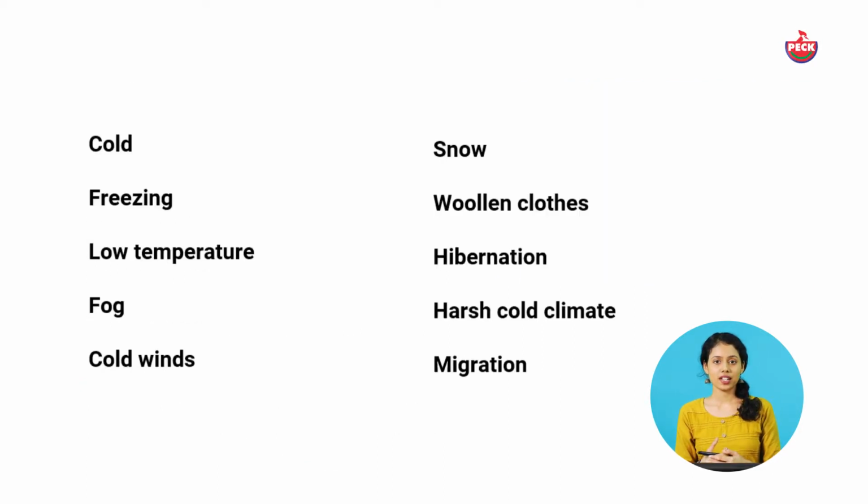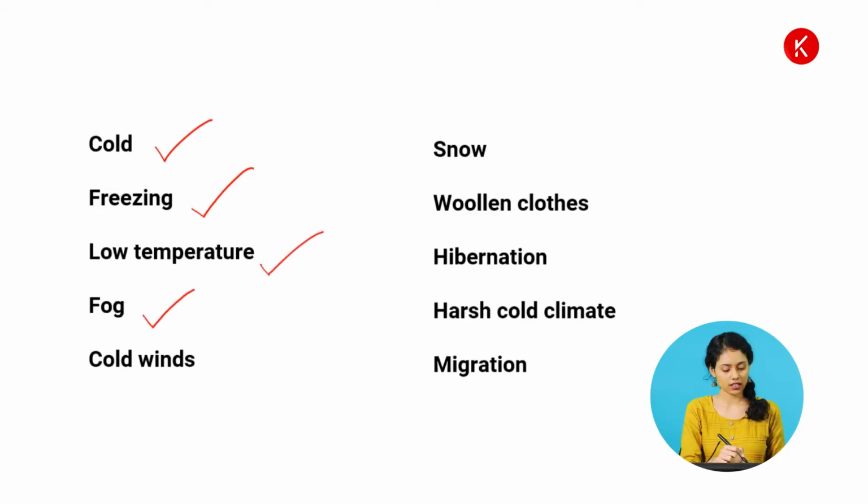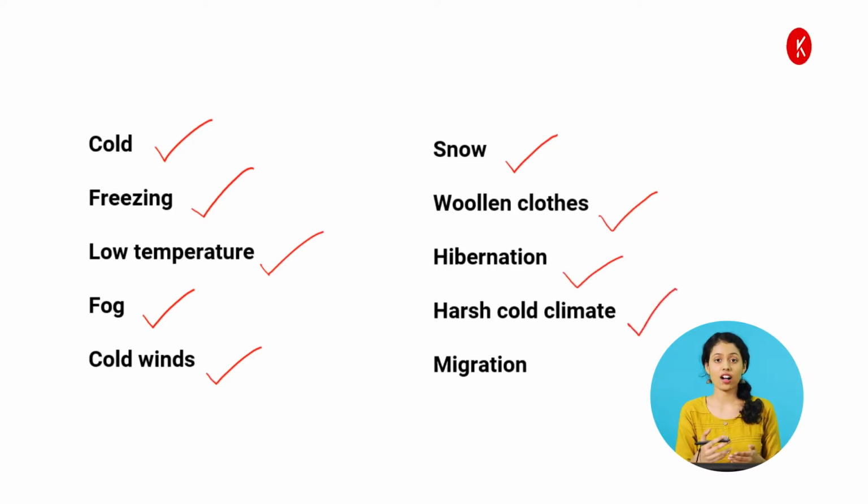Now let's look at the different words that we can use to describe the winter season. Cold, freezing, low temperature, fog, cold winds, snow, woolen clothes, hibernation, harsh cold climate. Now harsh means strong, so a very strong cold climate. And migration.